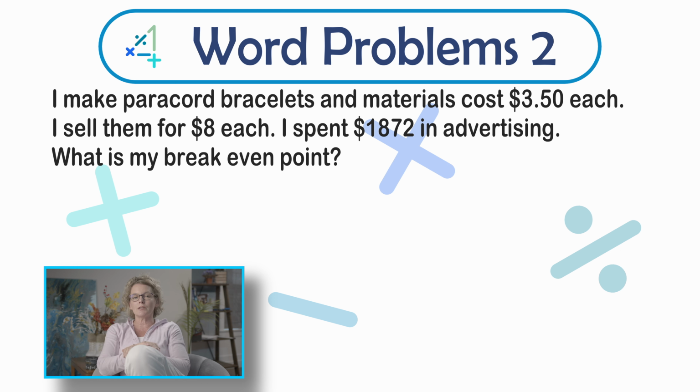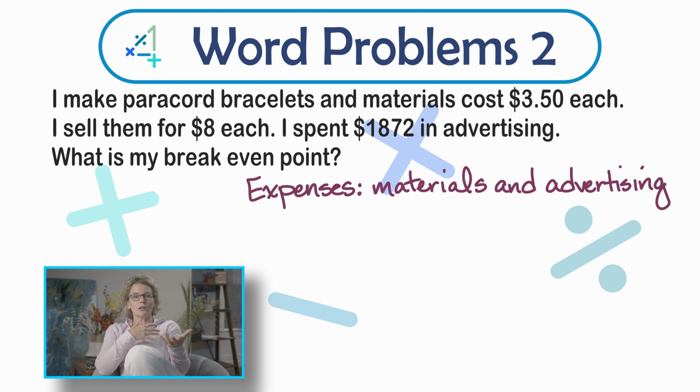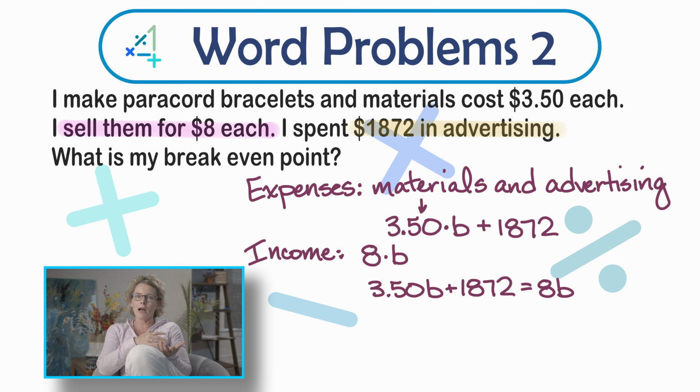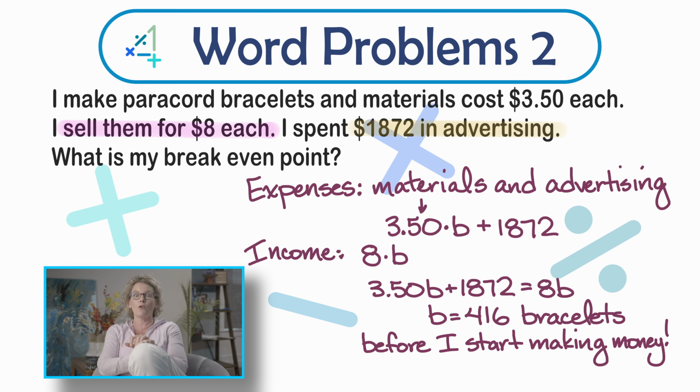We'll get the two equations. First, my expenses. Materials and advertising are my expenses. Notice that the material amount is related to the number that I make, so it's $3.50 times B, that number of bracelets that I make. Then I add the advertising money. Now my income. I get $8 for each one that I sell, or 8B. Those two need to equal each other, so 3.50B plus 1,872 equals 8B. I trust you can solve this and see that I need to sell 416 bracelets before I even make a profit.